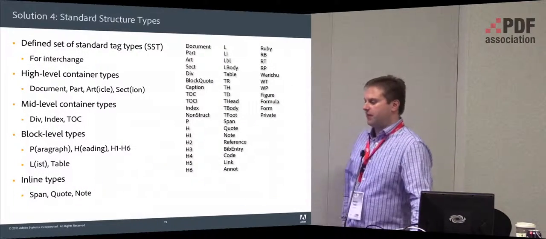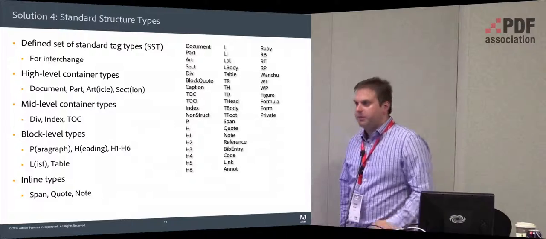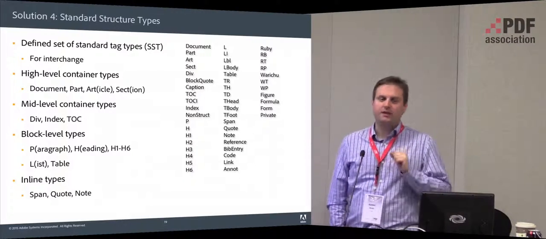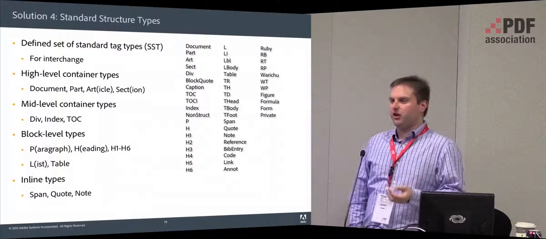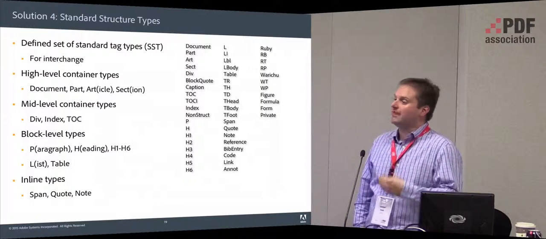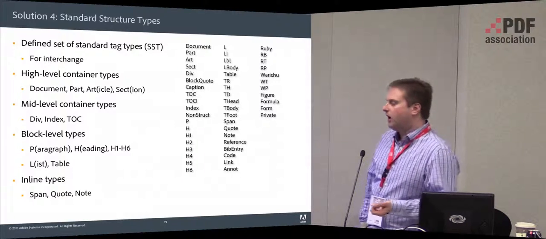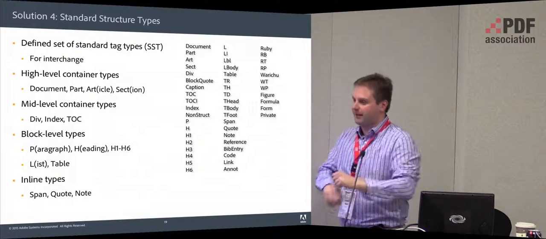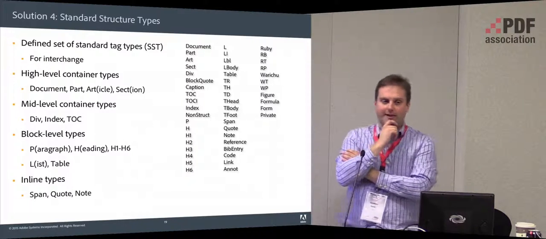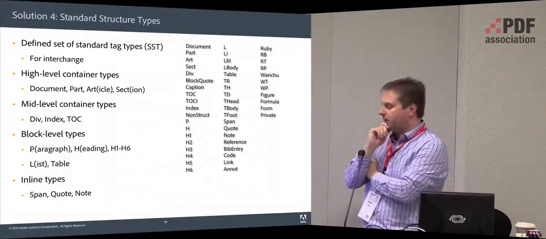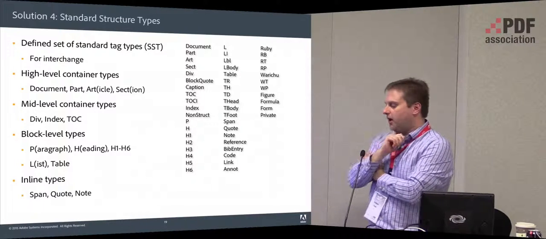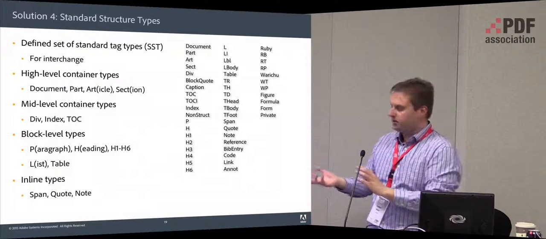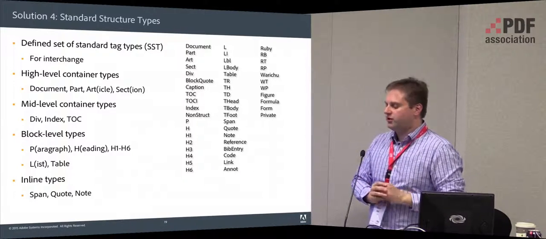So the standard structure types. One of the things that was realized was structure is interesting, but it has to be understood to be exchanged. For interchange of documents, you have to be able to exchange a known set of tags. And so we defined this list of tags. I think this is complete as of PDF 1.7. In PDF 2.0, we are expanding this, actually changing this list slightly to be cleaner and such. But we're retaining this for compatibility, so this is always going to be something you can use. But these are the things that you can use to describe the document.